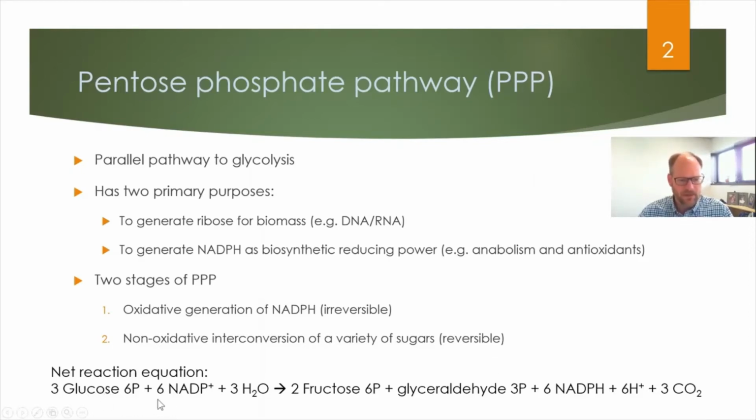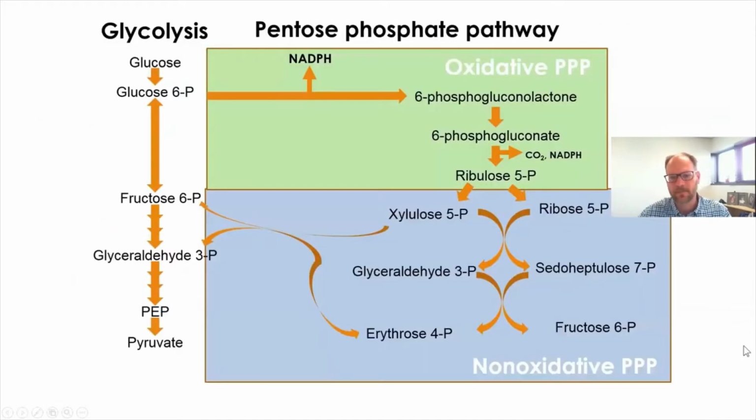The pathway starts with 3 glucose-6-phosphates and 6 NADPs and 3 waters to ultimately make 6 fructose-6-phosphates, a glyceraldehyde 3-phosphate, 6 NADPHs, 6 protons, and 3 CO2s. So we're going to go through the chemistry and see how that all works.